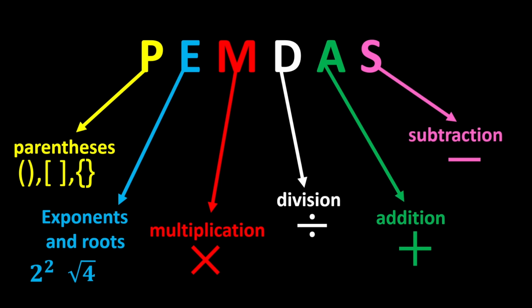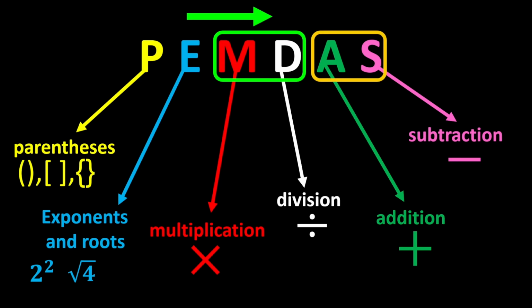According to PEMDAS, in any mathematical expression, we first calculate parentheses, then exponents and roots, then multiplication and division, and finally addition and subtraction. Remember that multiplication and division have equal priority. In any expression that has both multiplication and division, we move from left to right and perform whichever we reach first. This rule also applies to addition and subtraction. Now, with these explanations, let's solve the question from the beginning of the video.